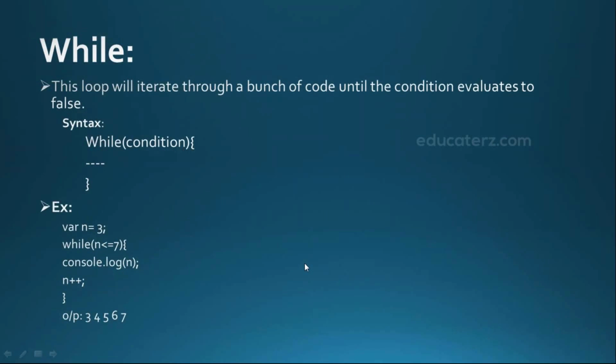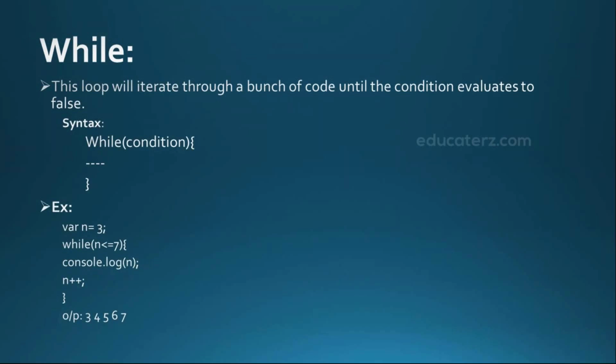So coming to the while loop, this loop will iterate through a bunch of code until the condition evaluates to false. Unlike the for loop, where we can specify pre-run code, a condition, and then post-run code, while doesn't have anything. It just has a condition where it checks whether it evaluates to true, it will run the code, or else it won't.